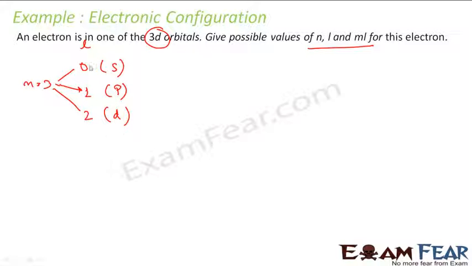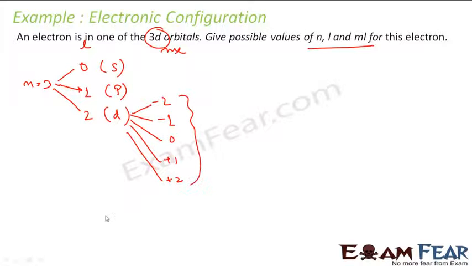Right? The question is, an electron is in one of the 3d orbitals. So if you see, for this L is equal to 2, I can have how many orbitals? -2, -1, 0, +1 and +2. Hope you understand. For any value of L, I can have this ml to be -L to +L. So -2 to +2. So one electron is in one of these orbitals.